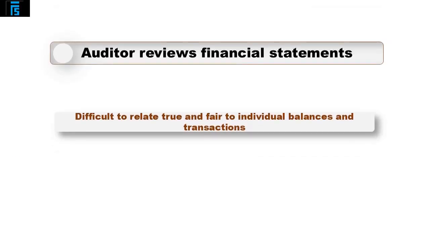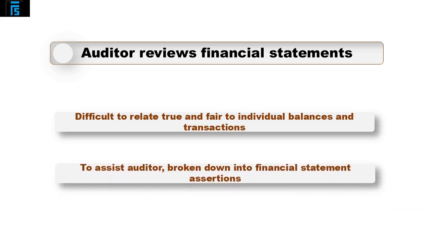However, when the auditor reviews the financial statements in detail, it is more difficult to relate the term true and fair to the individual balances and transactions that make up the whole set of accounts. How can they see whether a balance is true and fair? Therefore, to assist the auditor in planning audit procedures that review whether the balance is free from material misstatement, they are given the financial statement assertions. These are outlined in ISA 315.